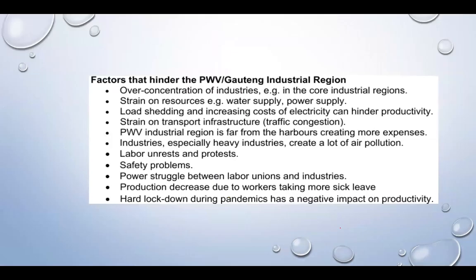Now, what are the factors that hinder the PWV? What are the challenges? Number one, it is over-concentration of industries. This over-concentration is going to lead to pollution and strain on available resources. There is load shedding as well. There is a strain on transport infrastructure.